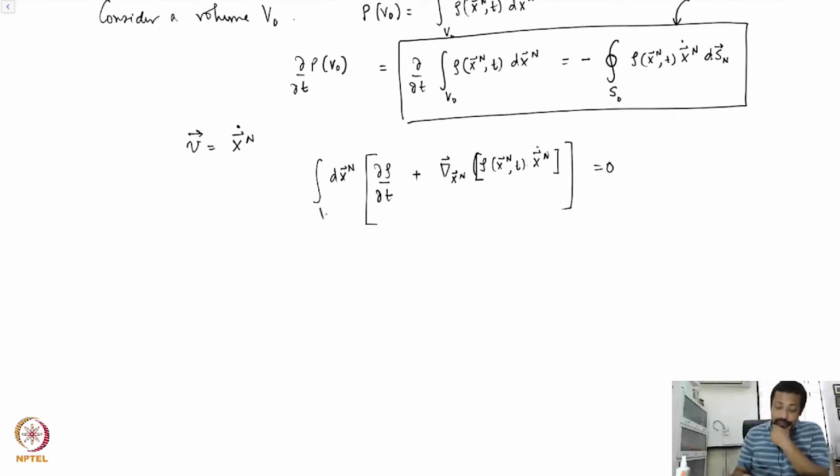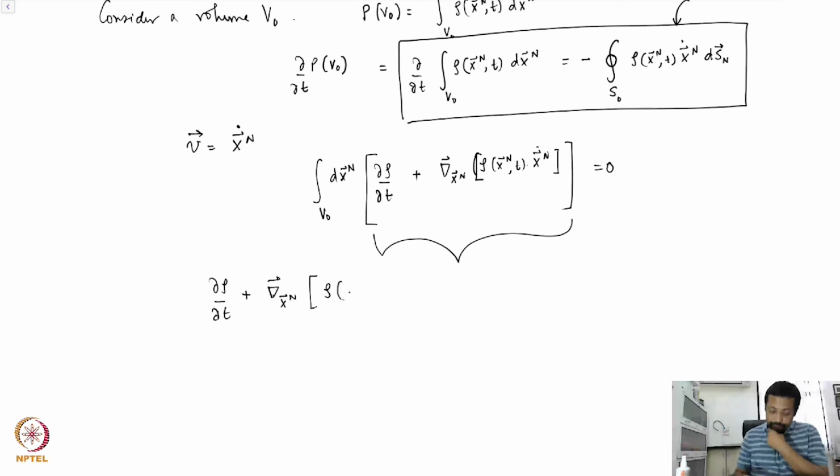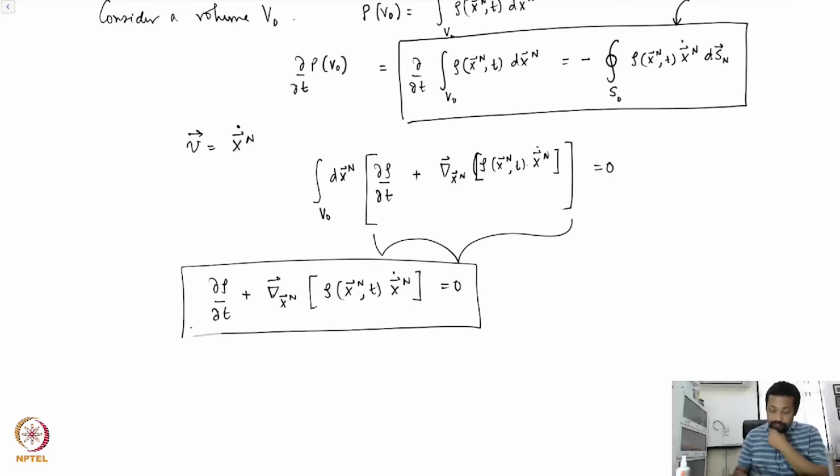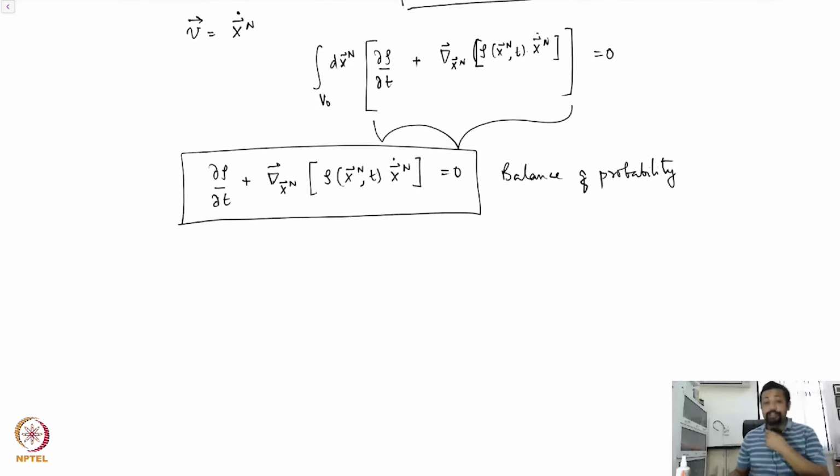Since this is valid for any arbitrary volume V0, the bracketed quantity that you see over here must be 0, so that we have a dynamical equation for evolution of the probability density, which we write down as: the divergence of rho times x dot, dotted with n, is equal to 0. This is just a balance of probability. It's the continuity equation that you are writing down for the probability density rho of xn, right? Let's write down this equation explicitly.